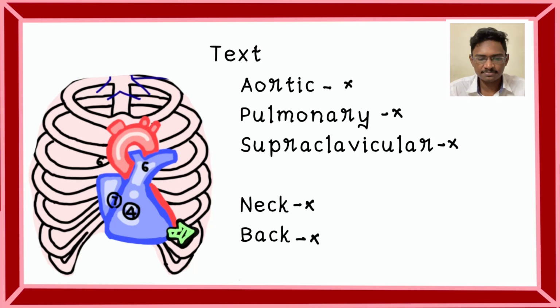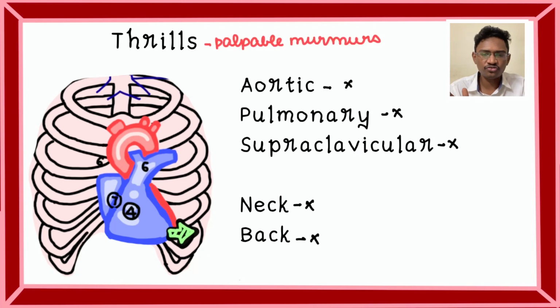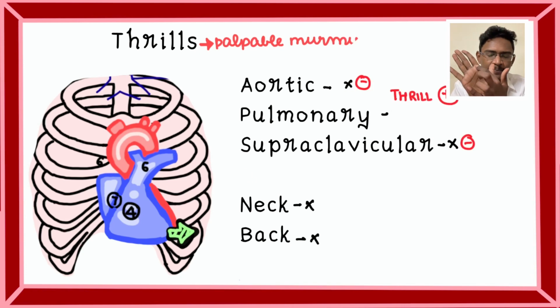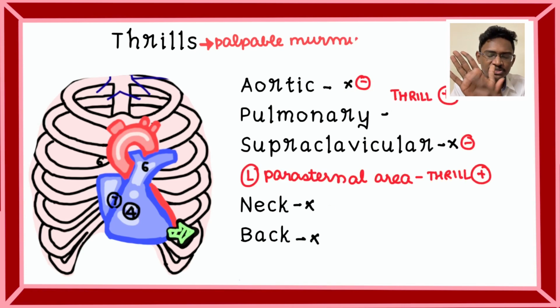Then thrills. For thrills, you should feel with this part of the hand, the head of the metacarpals, which should be placed in each area: aortic, pulmonary, every area. So actually we had a thrill in the pulmonary area for this patient, and also in the left parasternal area we had a thrill for this patient.